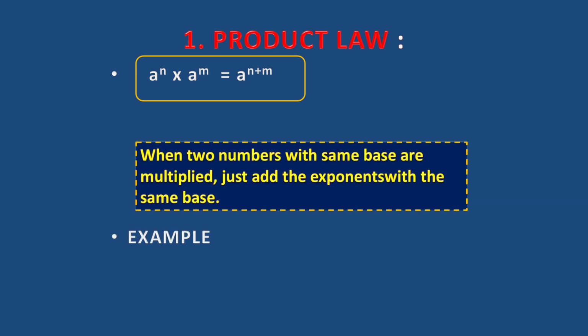For example, 8 cube into 8 to the power 4 is equal to the same base 8 with the exponents being added, that means 3 plus 4, which is equal to 8 raised to the power 7.